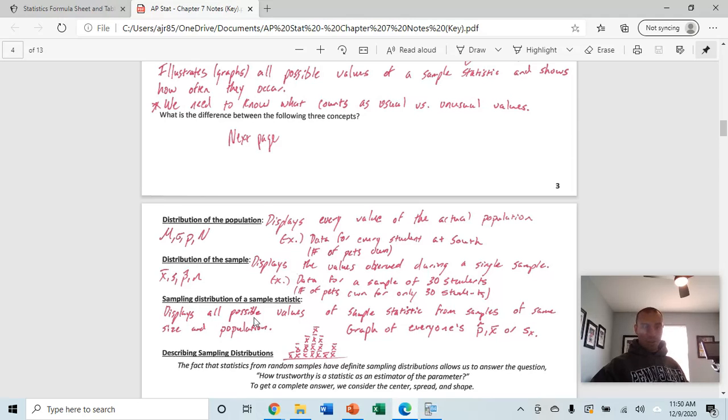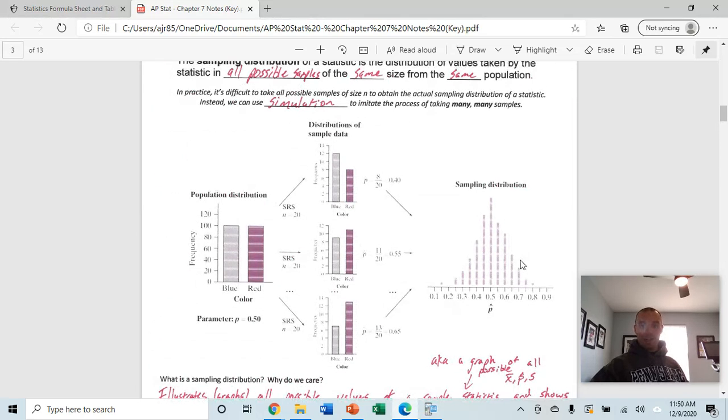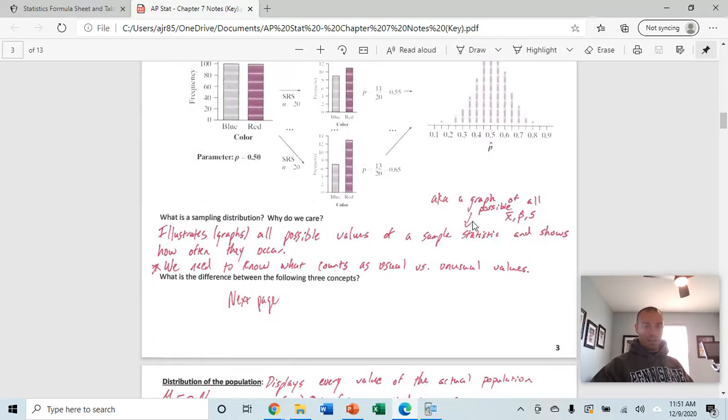Finally, the sampling distribution displays all possible values of the sample statistic from the same size and population. That's our collection of all of our little X bars or our P hats. So this right here is our sampling distribution. We're now on a graph. I'm plotting each of my individual P hats or X bars that I get. Very, very important concept for you to understand.